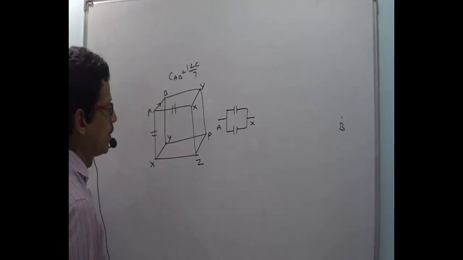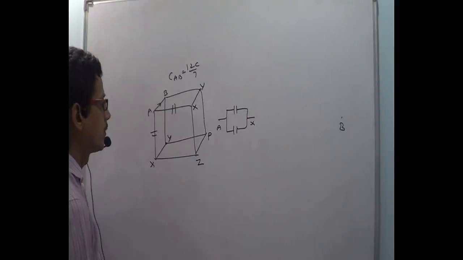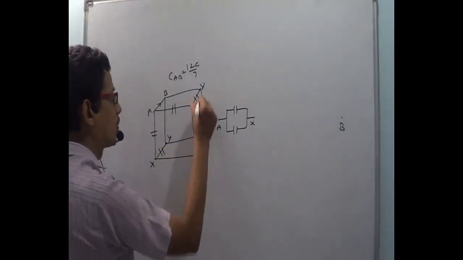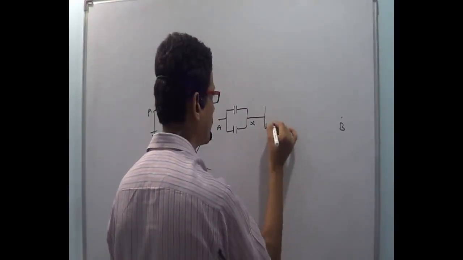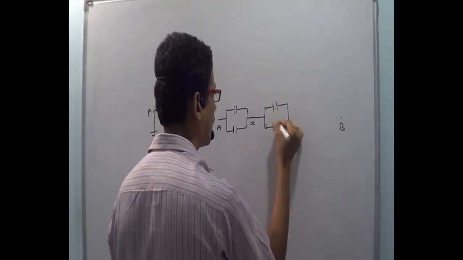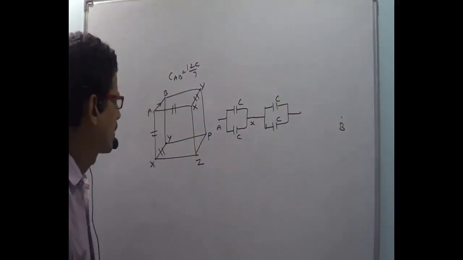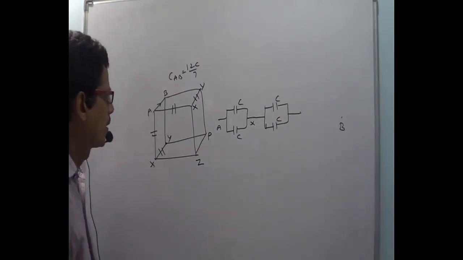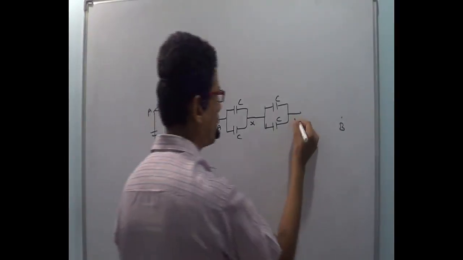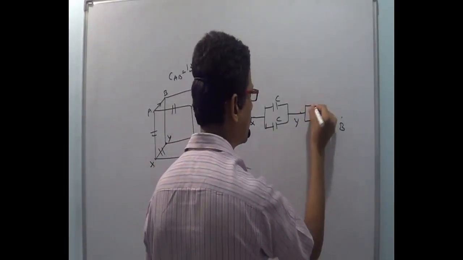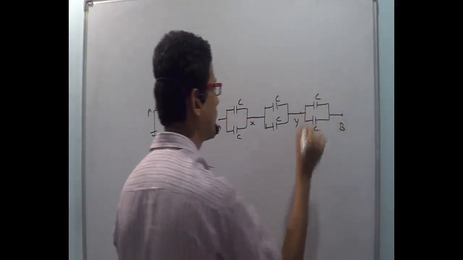And between X and Y, how many are there? There are two. Between X and Y, let's draw two in parallel. All capacitances are C only. Similarly, between Y and B there are two. Between Y and B we have two capacitors. Okay, this is C, this is C.